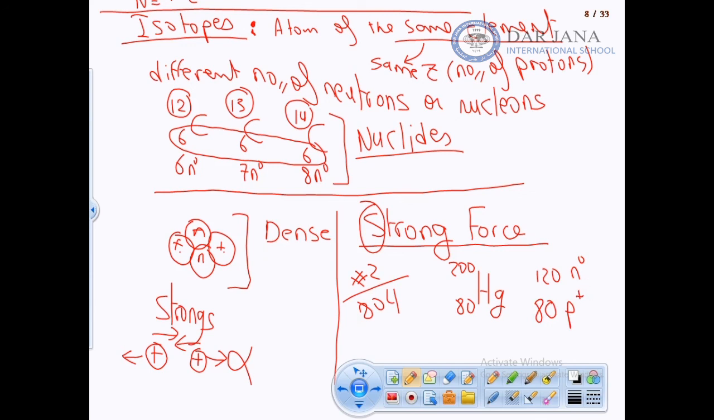So this is our lesson. We are not going to go through the binding energy and the calculations at the end of this lesson. We are going just to take these definitions and see you in the next lesson.